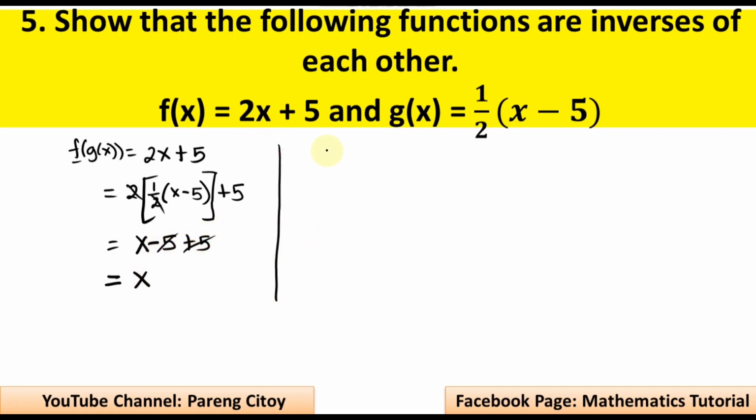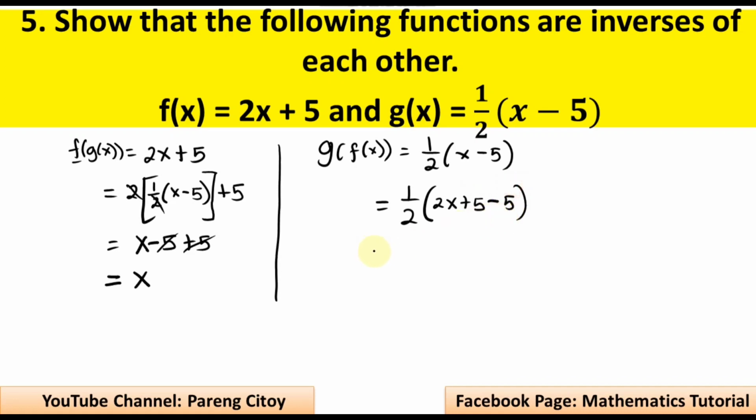How about g of f of x equals, so ang value ng g of x is 1/2 times x minus 5 equals 1/2 times, value ng x is, replace x with the value of f of x. So ang x dito magiging 2x plus 5 minus 5. Then simplify. 1/2 times, okay, 2x plus 5 minus 5, ito ma-eliminate, so remaining is 2x. Then 1/2 times 2x, that is 2x over 2. So 2x divided by 2, so that is x.